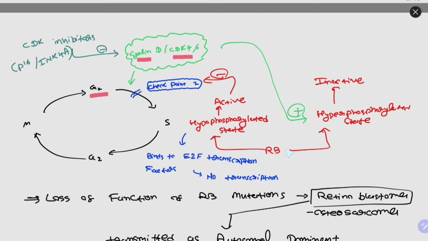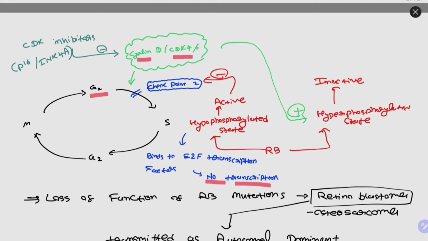Now what happens with the retinoblastoma gene? Normally it is in a hypophosphorylated state, guys. In the hypophosphorylated state it is active RB, and the RB protein inhibits checkpoint 1, stopping the cell cycle there. What does hypophosphorylated RB protein do? It binds to the E2F transcription factor, so transcription cannot move forward, and the cell cycle is inhibited there.